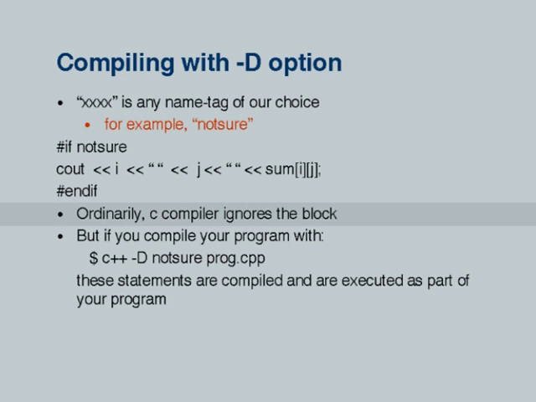So as I said, ordinarily the C compiler ignores this block. But if you compile your program with C++ -D not sure proc.cpp, then these statements are compiled and executed as part of your program. In a single shot then, you have an elegant facility: I can put any number of debugging statements in by using this, and compile it using this while testing. Finally, when I get everything all right, I compile it without that option and my program results will not include the printouts contained in the debugging statements.